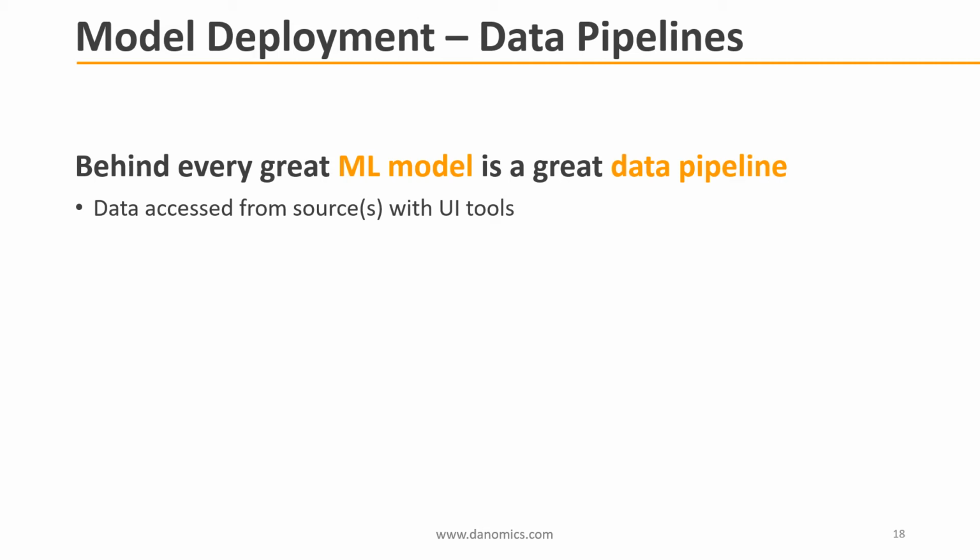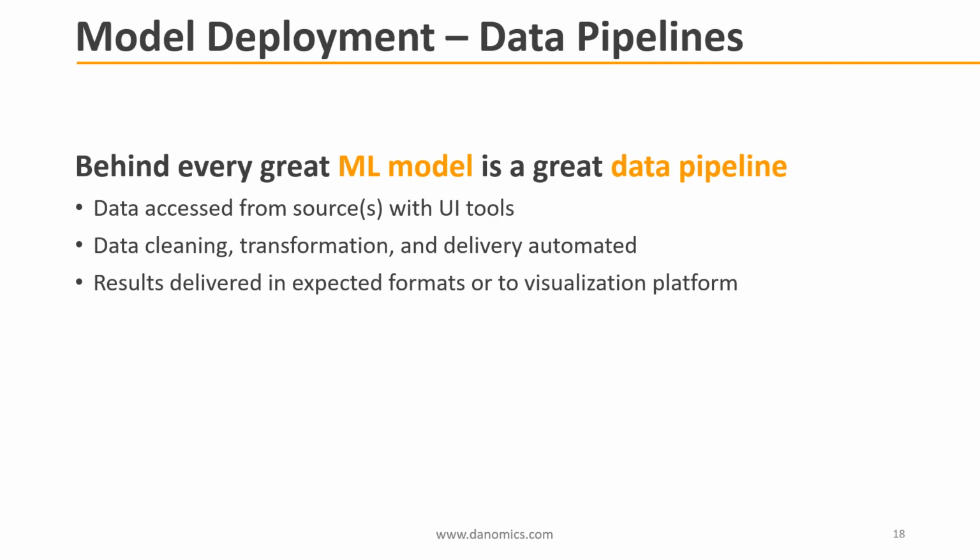So the data needs to be accessed from all the various sources with what I would say are visual user interface tools. The data pipeline needs to clean, transform, and manipulate that data in a very consistent manner so that once the user specifies the data to be analyzed, it is treated in a very consistent manner and fed into the model correctly. And then the results need to be returned either in the expected format or back to some type of visualization platform. And so this data pipeline is really about getting the data from your data sources, making it easy to get that data, move it into the model, make that prediction, and then get it back to the interpreters.